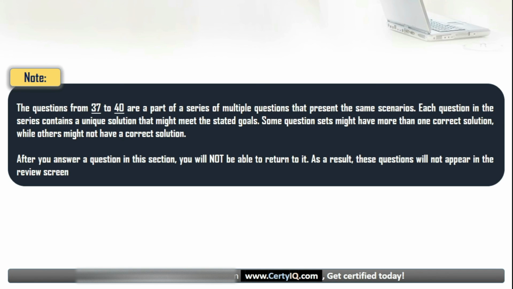It is to be noted that questions 37 to 40 are a part of a series of multiple questions that present the same scenarios. Each question in the series contains a unique solution that might meet the stated goals. Some question sets might have more than one correct answer, while others might not have a correct answer. After you answer a question in this section, you will not be able to return to it. As a result, these questions will not appear in the review screen.